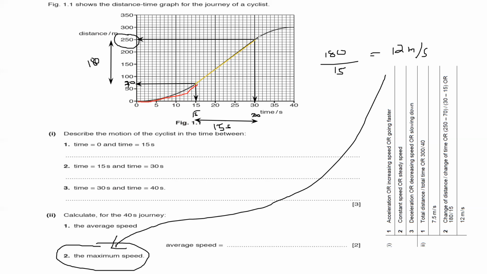Is it clear? The concept of distance time graph and some calculations we did related to distance time graph. Any question related to the class today?